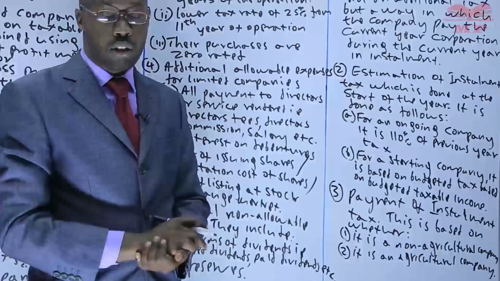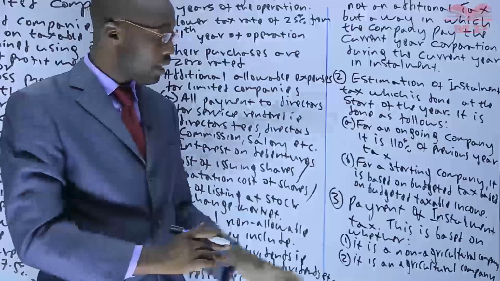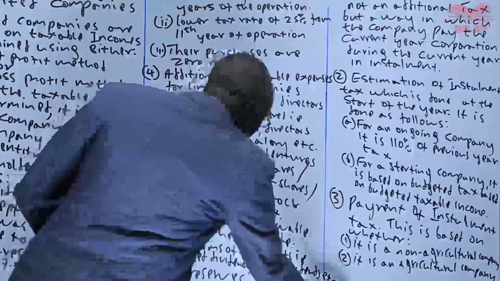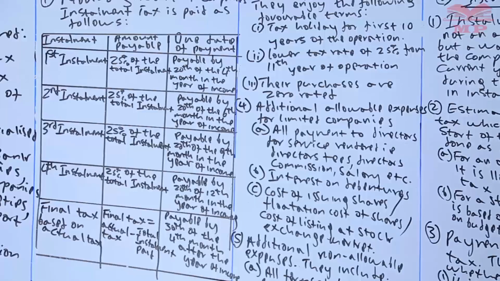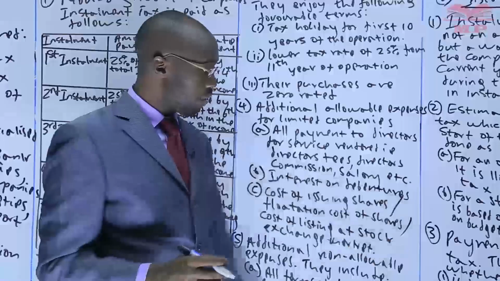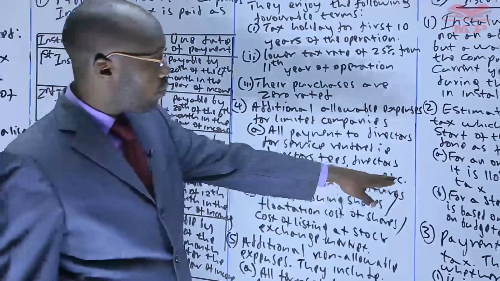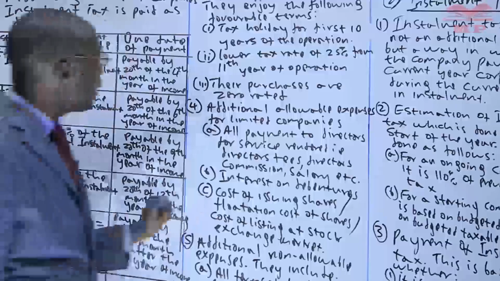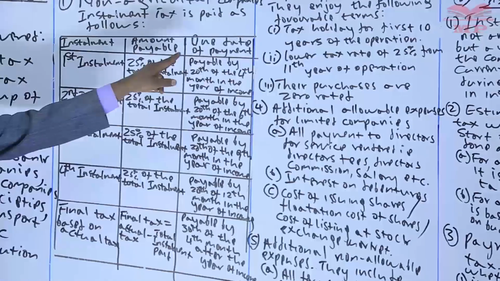The other one is an agricultural company. These are companies that do farming. So how do they pay their installment tax? I want to illustrate for each one of them. So we start with number 1. Okay, so we are looking at the payment of the installment tax, and we say the payment is dependent on whether it's an agricultural company or a non-agricultural company. And we say non-agricultural are all other companies other than those that do farming. So once we have estimated the installment tax using either this one or this one, this is how it is paid. We have the installment, the amount payable, and when it is due.